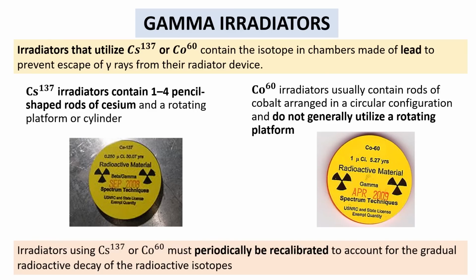The gamma irradiators have chambers made of lead to contain the isotopes and prevent any escape of gamma rays from the device. Cesium-137 irradiators contain 1 to 4 pencil-shaped cesium sources and a rotating platform or cylinder. Cobalt-60 irradiators usually contain rods of cobalt arranged in a circular configuration and do not utilize a rotating platform. These irradiators must be periodically recalibrated to account for the gradual decay of the radioisotopes.